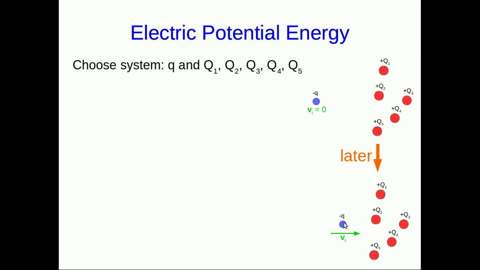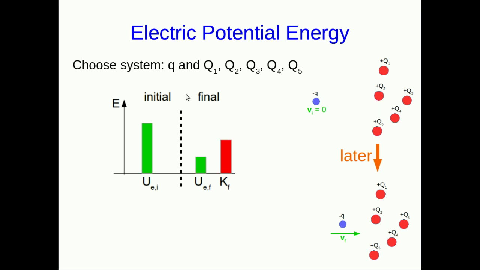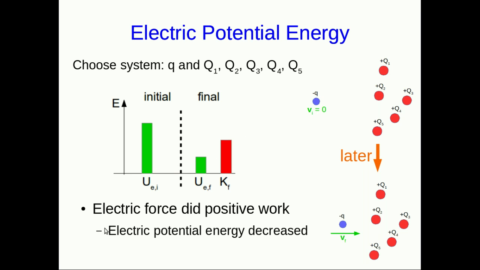Then later on, that charge is going to be moving towards these ones. It will have moved closer, and it's now moving. And so what's happened? Well, it's certainly gained kinetic energy, but this system is isolated. So that kinetic energy must have come from electric potential energy. So we see a decrease in the electric potential energy and an increase in the kinetic energy.